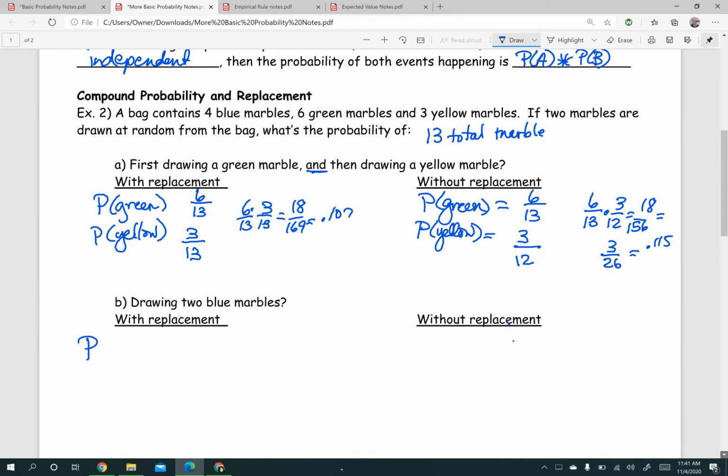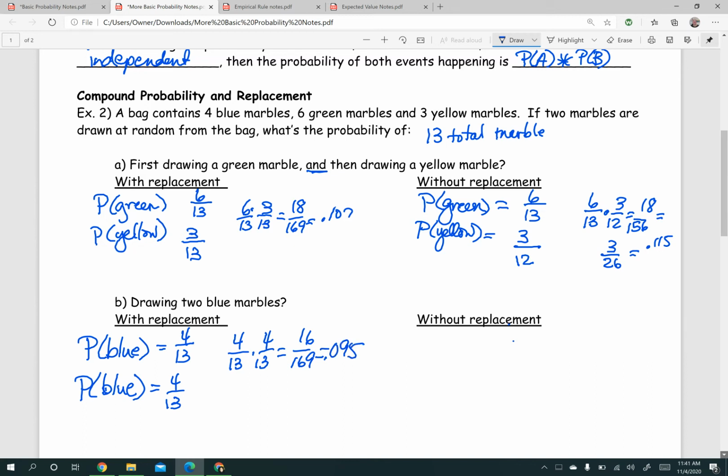So the probability of drawing a blue marble is there are 4 blue marbles out of 13. We put that marble back, we still have 4 out of 13. So 4 out of 13 times 4 out of 13 is 16 out of 169, or 0.095. Now, how does that change without replacement?